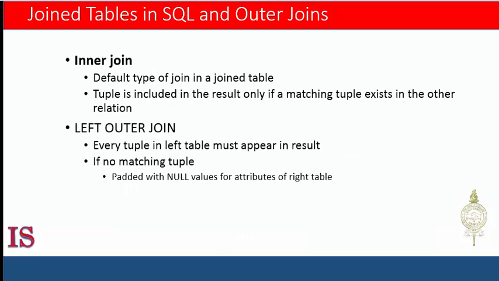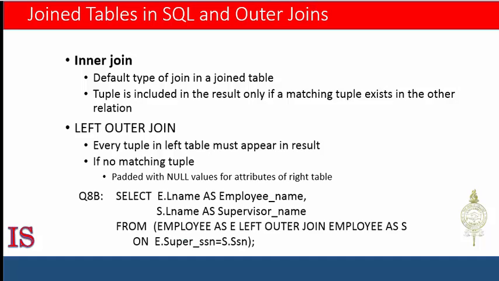The default type of join in a joined table is called an inner join, where the tuple is included in the result only if a matching tuple exists in the other relation. For example, in query QAA that we looked at earlier, only employees who had a supervisor are included in the result. An employee tuple with a null value for super_SSN is excluded. If the user requires that all employees be included, an outer join must be used explicitly. In SQL, this is handled by explicitly specifying the outer join in a joined table, as illustrated in Q8b.